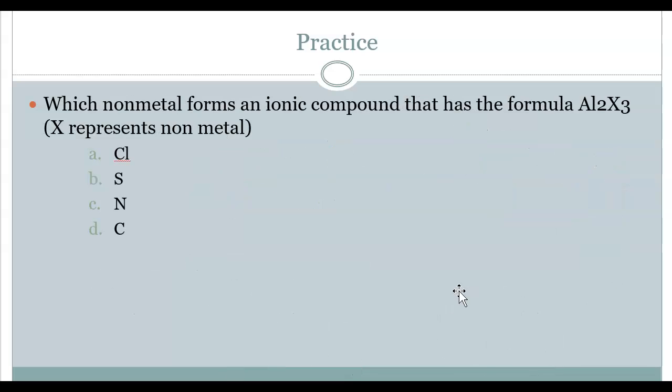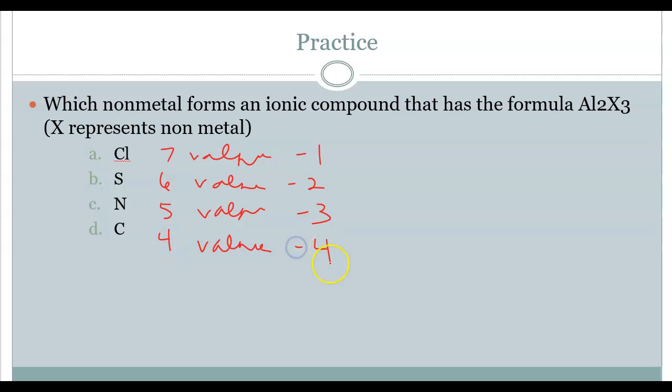Alright, so which nonmetal forms an ionic compound that has the formula Al2X3? So for this, chlorine is going to have 7 valence electrons, so it'll be -1. Sulfur has 6 valence electrons, it'll be -2. Nitrogen has 5 valence electrons, it'll make -3. And then carbon has 4 valence electrons, and so if it was an anion, it would be -4. So the one that works here would be nitrogen because it has a -3 charge.